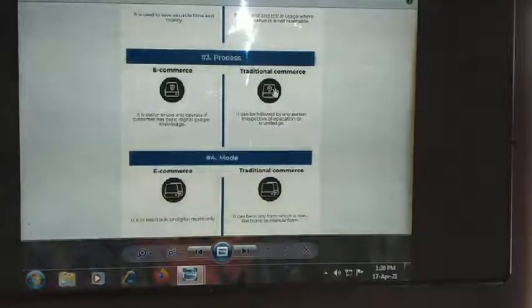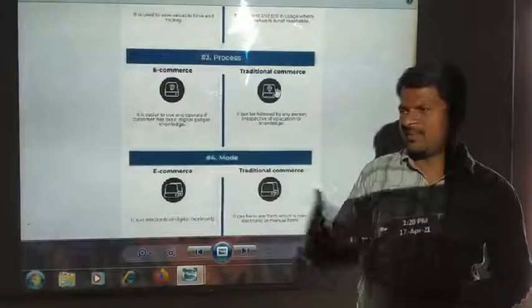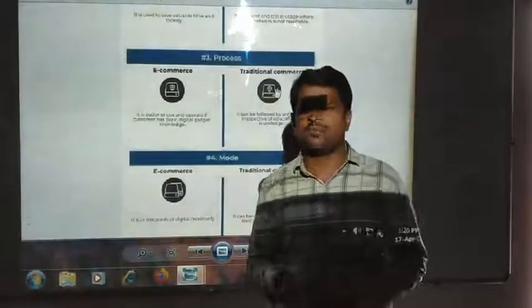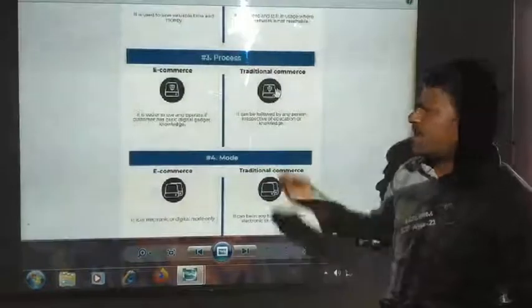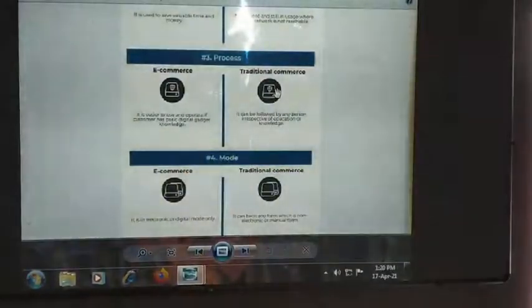Process means what? It is easier to use and operate if the customer has the basic knowledge of gadgets. Gadget means what? Mobile phones or smartphones or a laptop or a computer. If he has the knowledge, he can easily buy a product online. Whereas the traditional way can be followed by any person irrespective of education. An uneducated person can also buy products in traditional commerce.